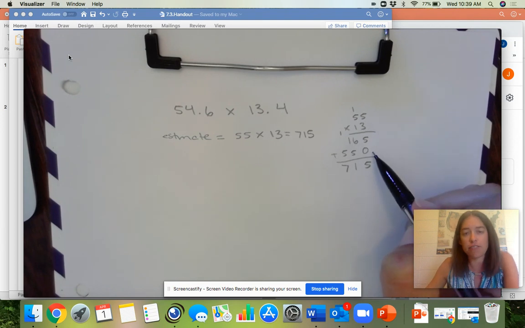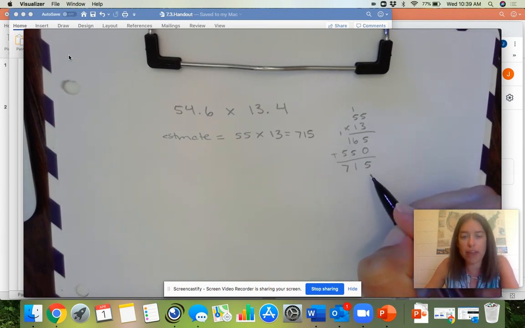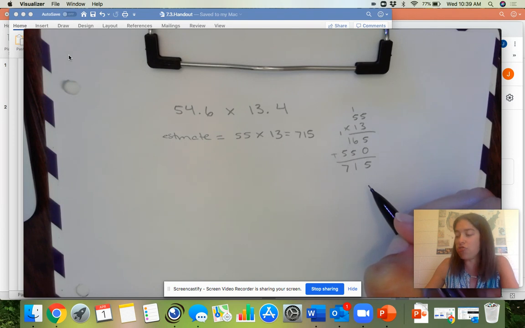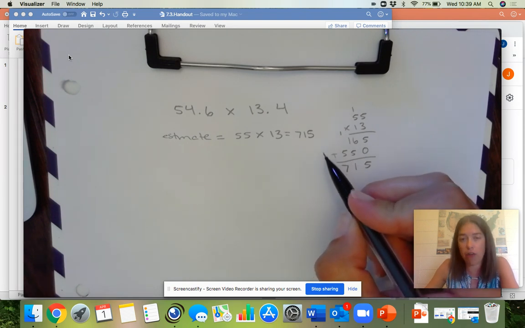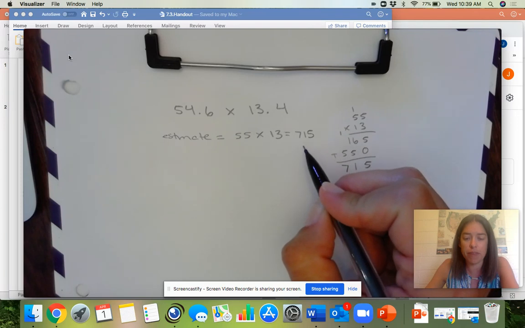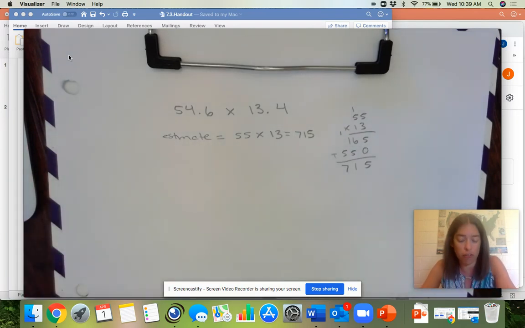For me, that's the fastest way. And I got to an answer of 715. So I know that when I get my answer, it should be around 715. It shouldn't be 71. That would be too small. It shouldn't be 7,150. That would be too big. It needs to be around 715. All right, let's take a look at a couple of the different ways I saw some scholars solve it.